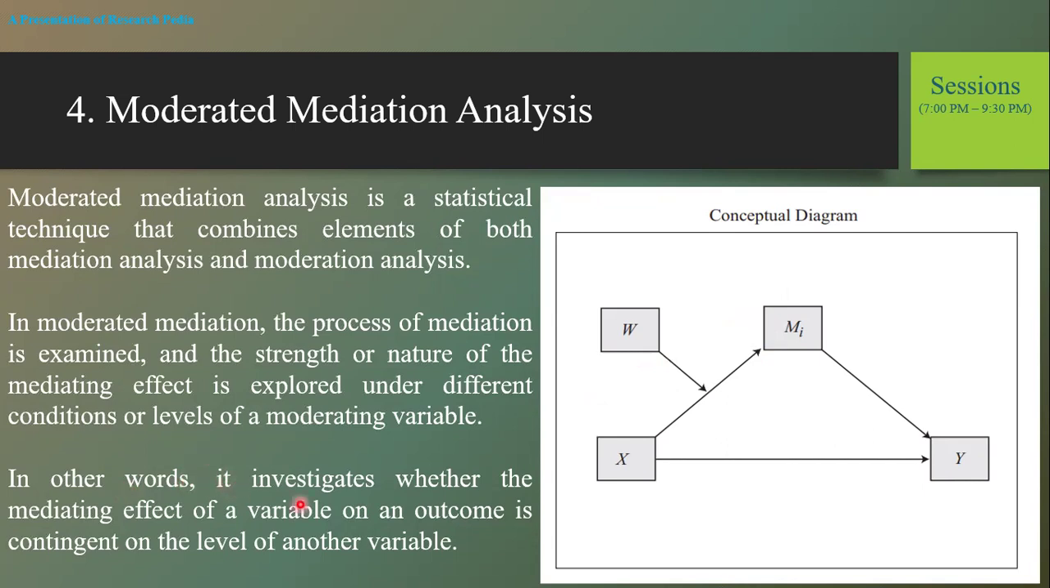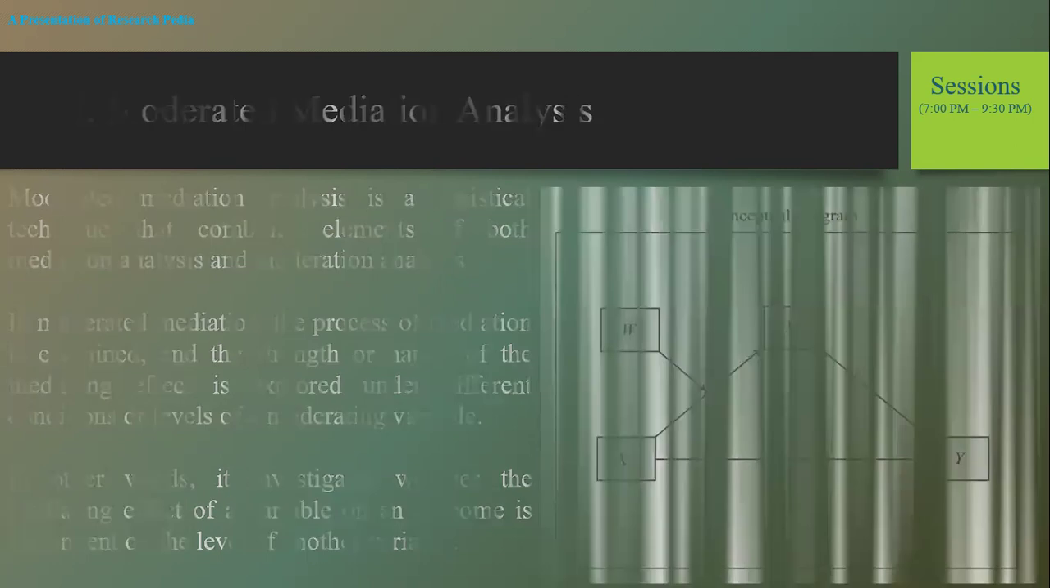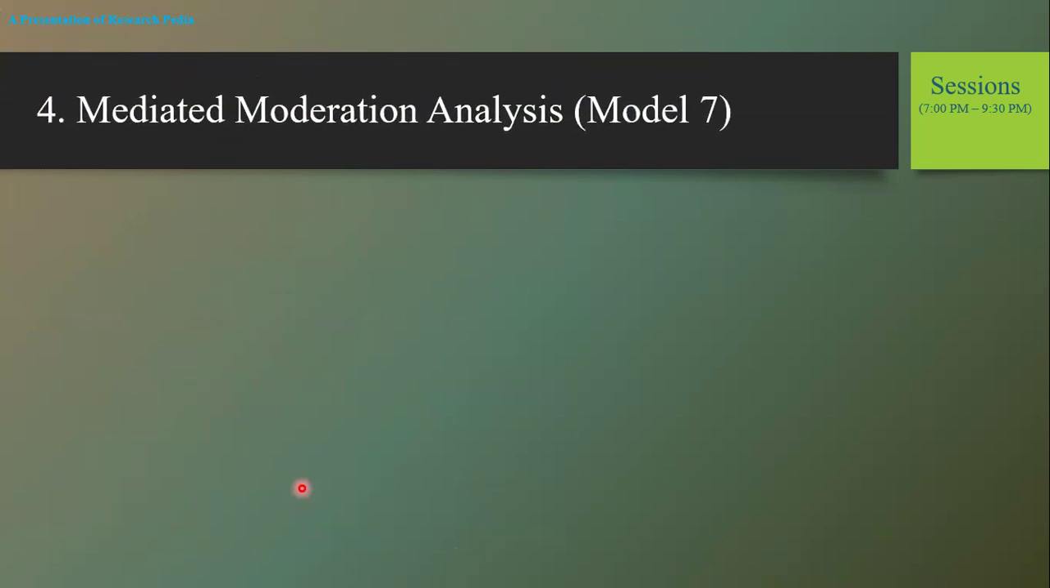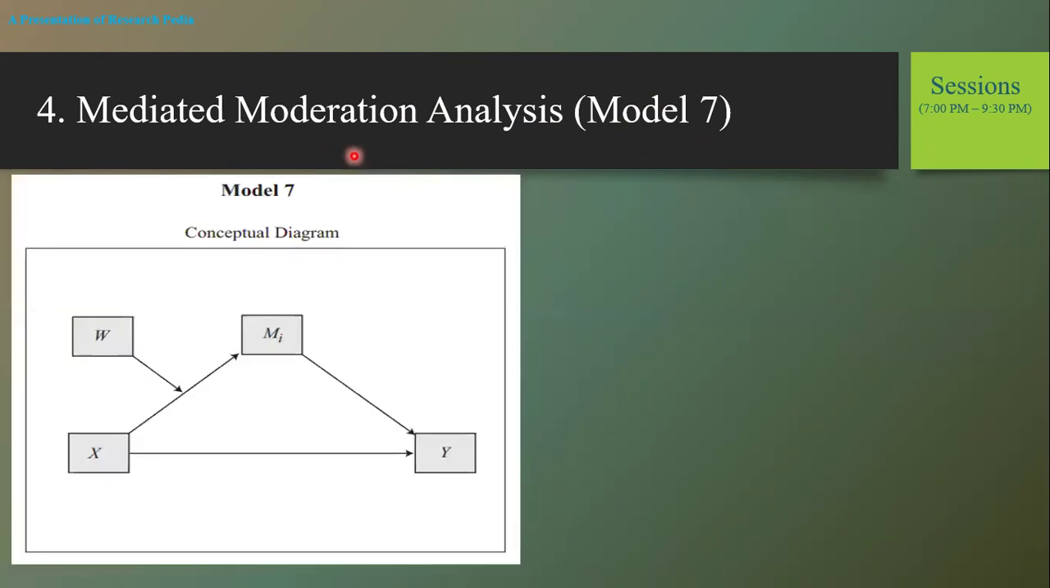In other words, it investigates whether the mediating effect of a variable on an outcome is contingent on the level of another variable. So what is the conceptual underpinning of this model? We are going to use model number 7 for this analysis. It looks like this, and it requires you to click model number 7 from the Hayes PROCESS.